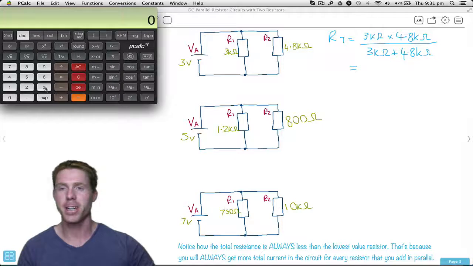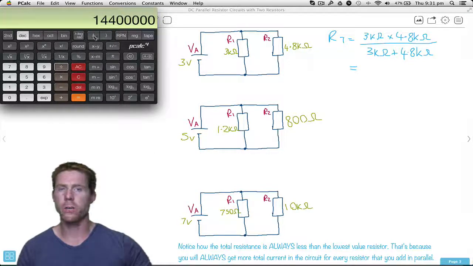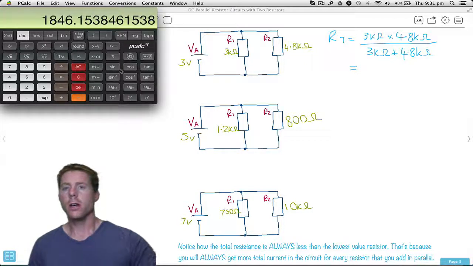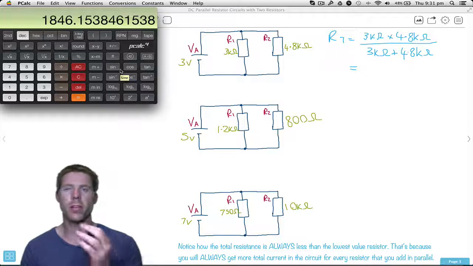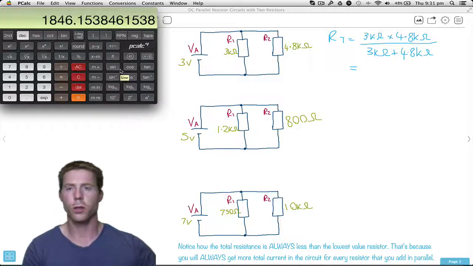When I'm dealing with resistance, I accidentally pressed the wrong button. Sorry, I have to do that again. 3 exponential 3 multiplied by 4.8k, and then divide it by the stuff down the bottom, put that in brackets, 3 exponential 3 plus 4.8k. Close the bracket. As I was saying, I normally round this to just whole numbers. So I'm going to leave that at 1846 ohms.